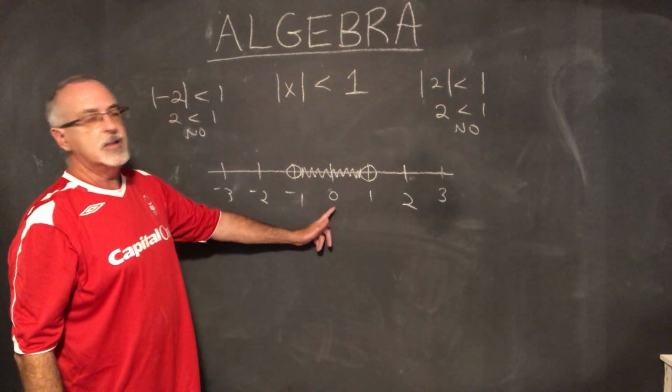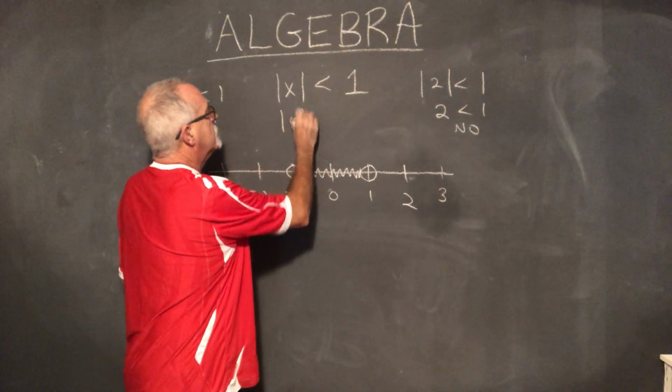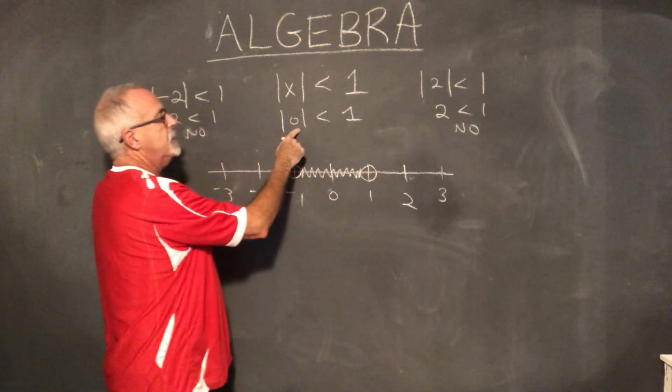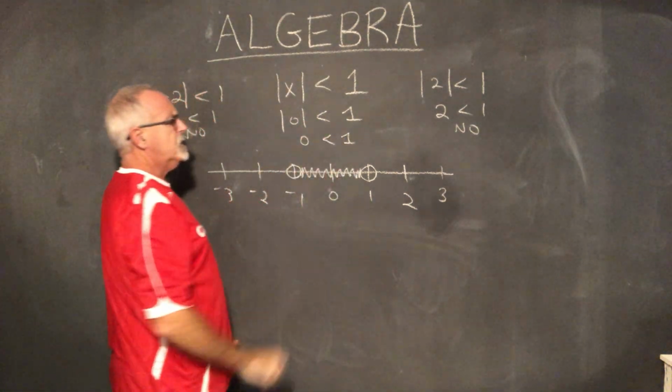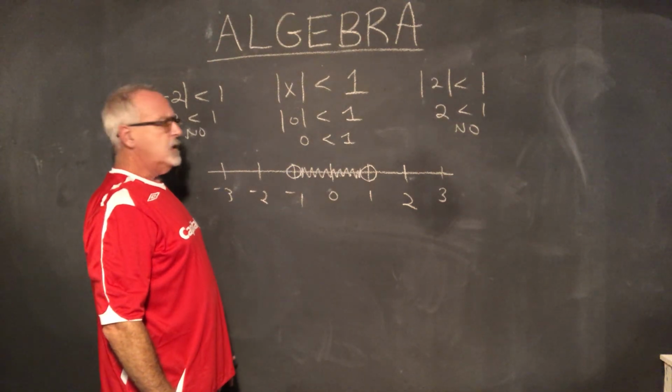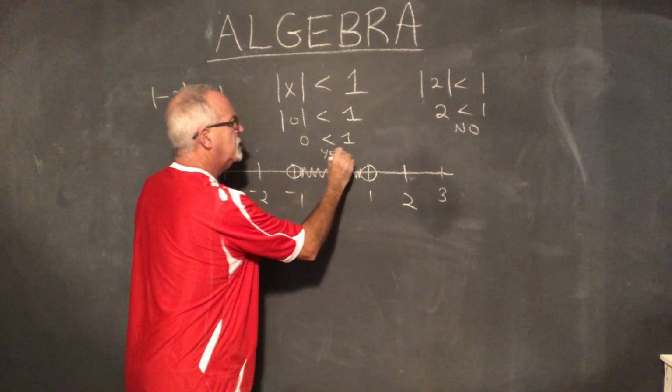I think I'm going to try this 0, though. The absolute value of 0. The absolute value of 0 is 0. Is 0 less than 1? Yes, it is. So it needs to be shaded.